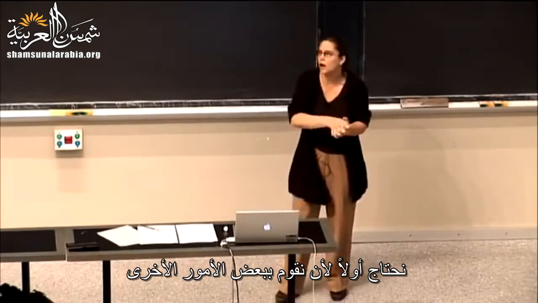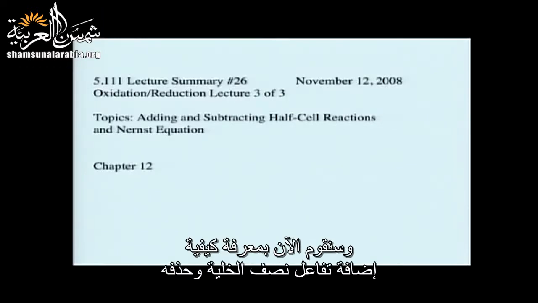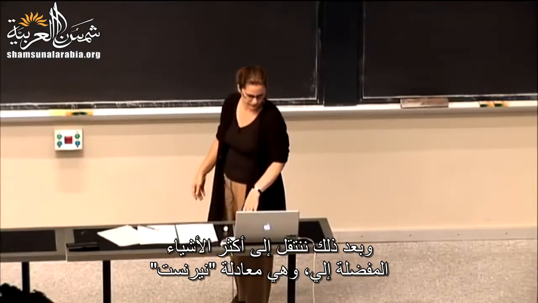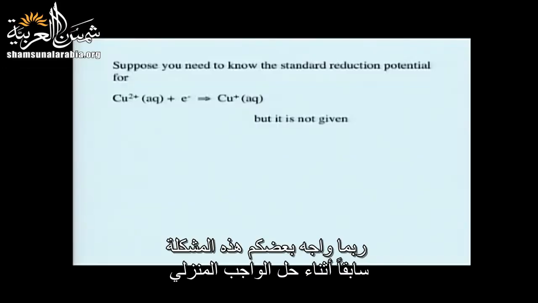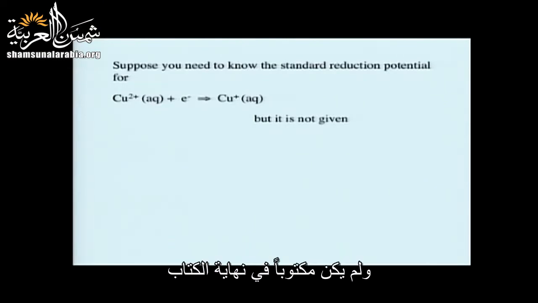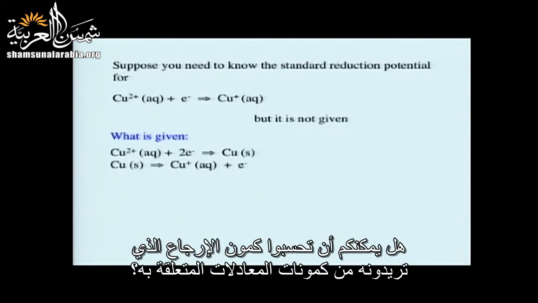All right, so we need to do a couple more things first so everyone can finish their problem sets. And the things we're going to do is we're going to look at adding and subtracting half-cell reactions and then get to one of my favorite things, which is the Nernst equation. Some of you may have encountered this problem on the problem set already. Suppose you need to know a standard reduction potential, and it's not given to you in the back of the book. But other things are given to you in the back of the book. Can you calculate the thing you need from related equations?